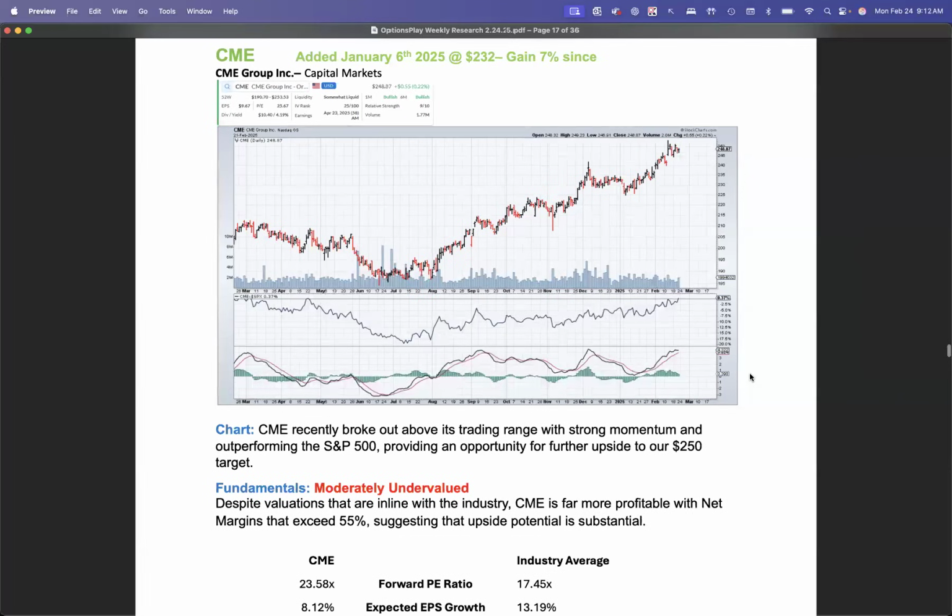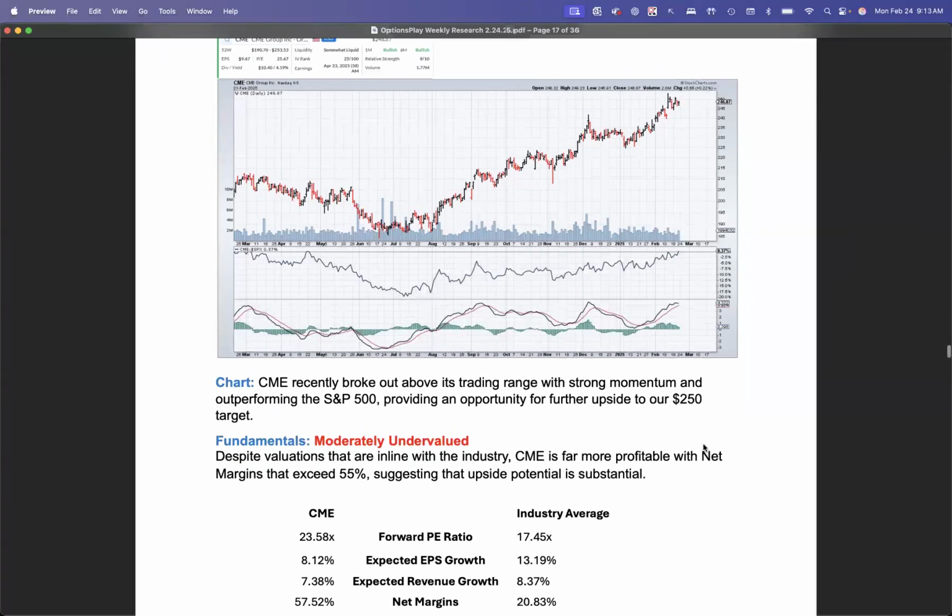CME, this is the stock that has recently really taken off after we added it. This is the stock that's also outperforming the S&P 500, as you can see, as it climbed to new all-time highs or new 52-week highs. It's outperforming the S&P 500 as it did that. So those are the things that we're typically looking for. It technically has already reached our upside target of 250, so we'll continue to monitor this.